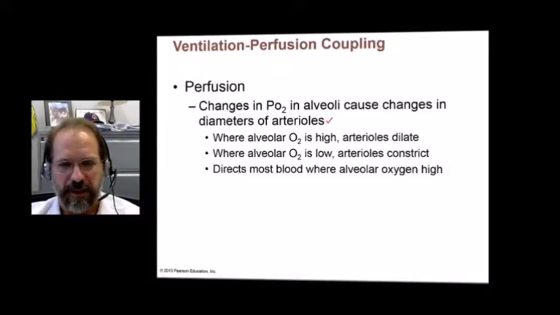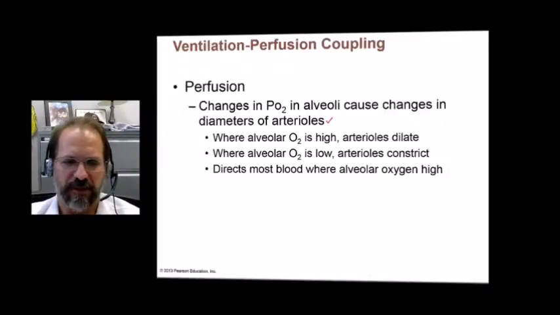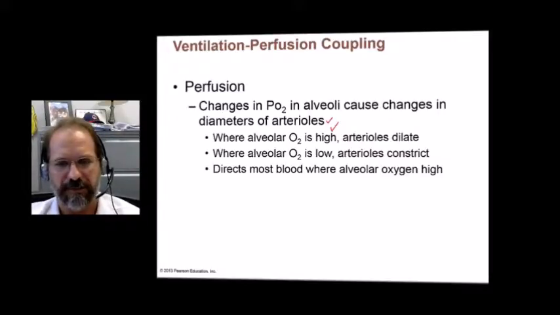So our pulmonary capillaries in the arterioles are sensitive to the O2 in the alveolar space, in the concentration. If we have a condition where the alveolar O2 is higher than normal, what does that represent? Why would the alveolar O2 be higher than normal?